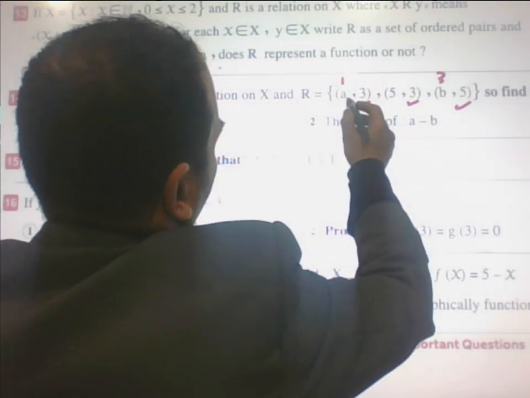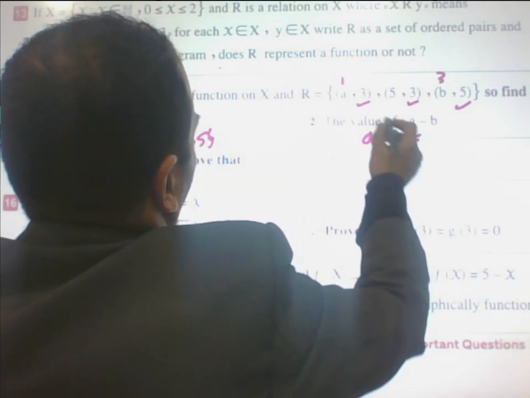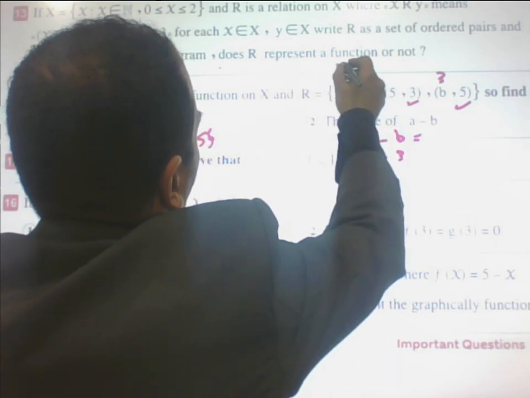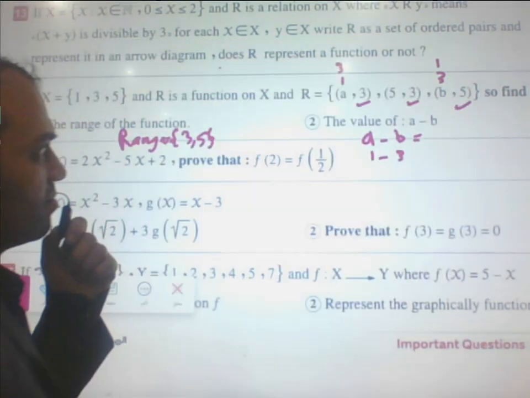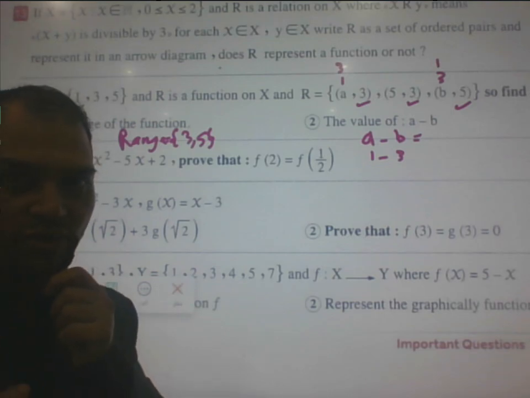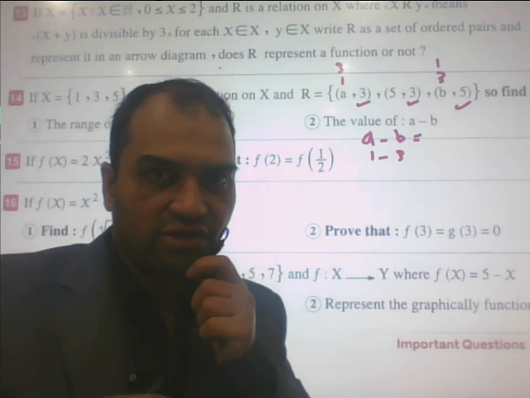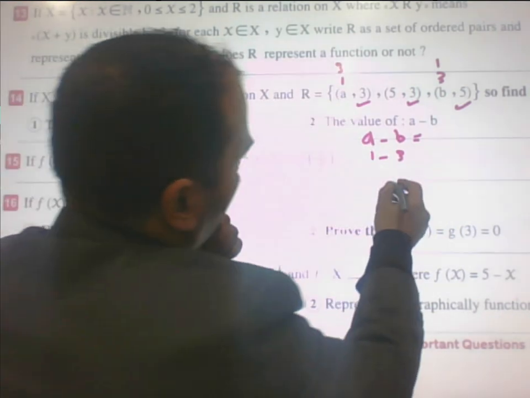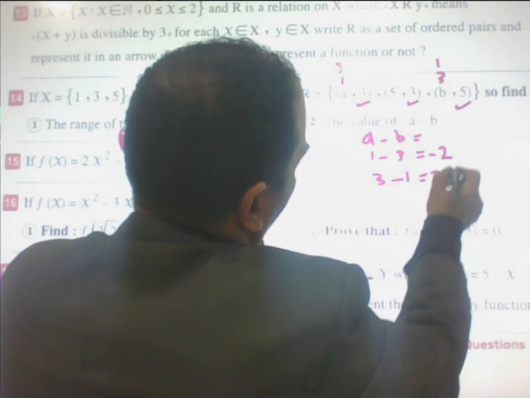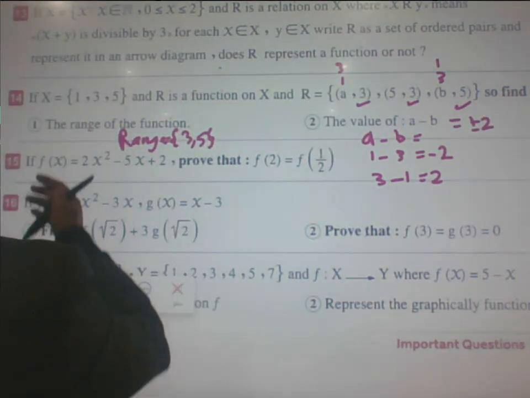And the value a minus b: a will be 1, b will be 3, so a minus b is 1 minus 3. Or you can write here 3 and 1, you can replace it. The value of a will be 1 and b will be 3, or the value of a will be 3 and b will be 1. So we have two solutions for this relation, a and b. 1 minus 3 equals negative 2. And if we put 3 minus 1, it will be 2. Then the answer will be positive or negative 2. This is the solution for question number 2.